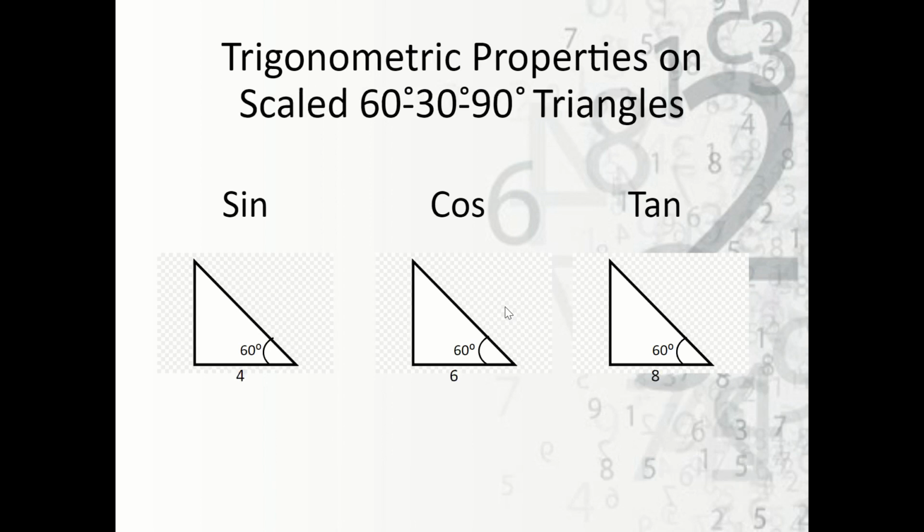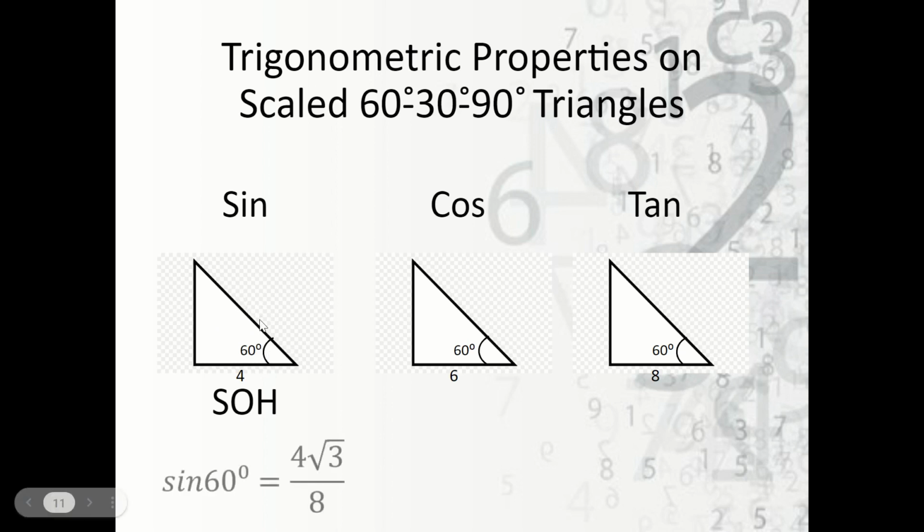Now what if we were to scale these ones? Well, same thing. So this is our 30 degree angle. So the opposite of the 30 degree angle should be 1, but it's 4. So we're going to scale everything by 4. So this becomes 4 times square root of 3 here, and this becomes 4 times 2, which is 8. So the sine of 60 degrees then is opposite over hypotenuse. The opposite side is 4 square root of 3, over the hypotenuse, which is 4 times 2, which is 8. So we end up with 4 square root of 3 over 8.